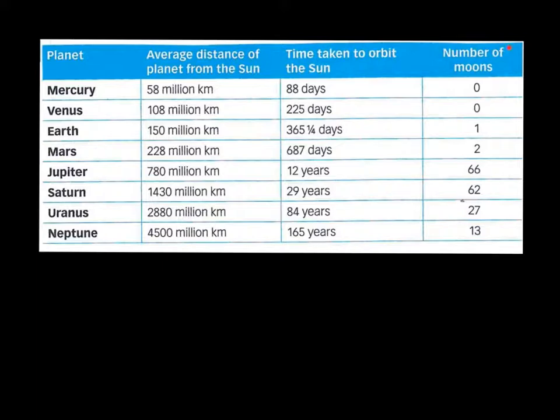And then we've got the number of moons that each planet has as well. So you can see here we are with our one moon. Venus and Mercury don't have any. Mars has got 2, Jupiter's got 66, Saturn's got 62, Uranus 27 and Neptune 13.